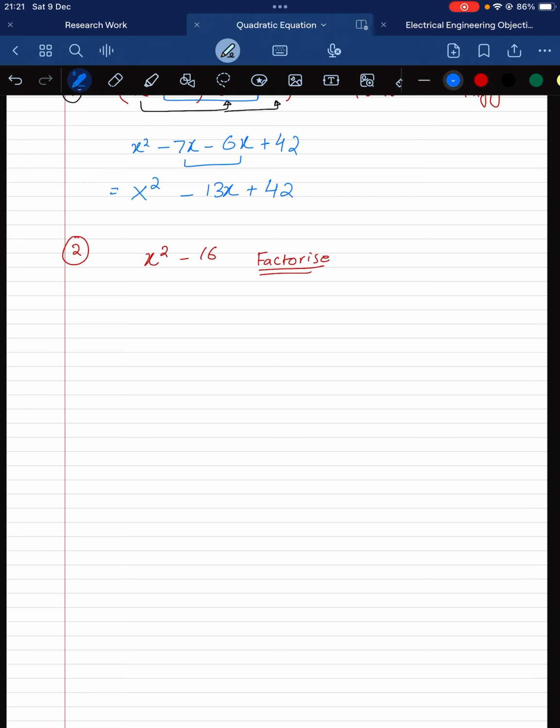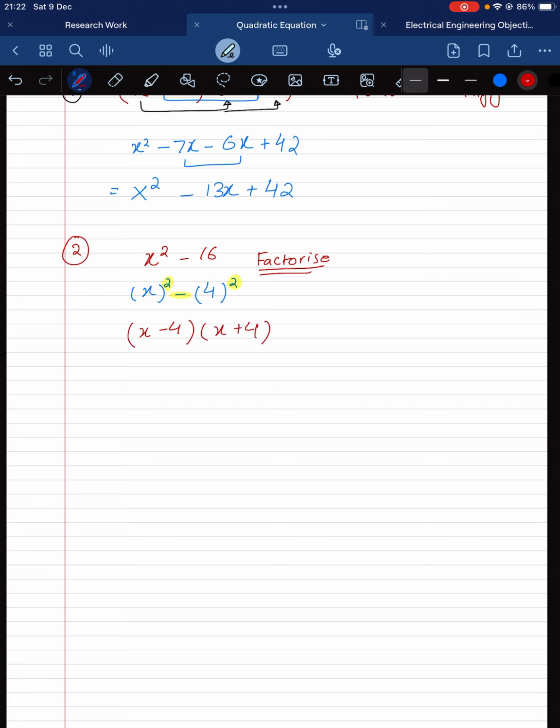Now you can see that x square can be written like this, and 16 can be written as 4 square. Both numbers are squares, and we have minus between them. If both numbers are in the form of a square and they have minus between them, then you can write them one time in positive and one time in negative. So I can write it as x minus 4 and x plus 4.